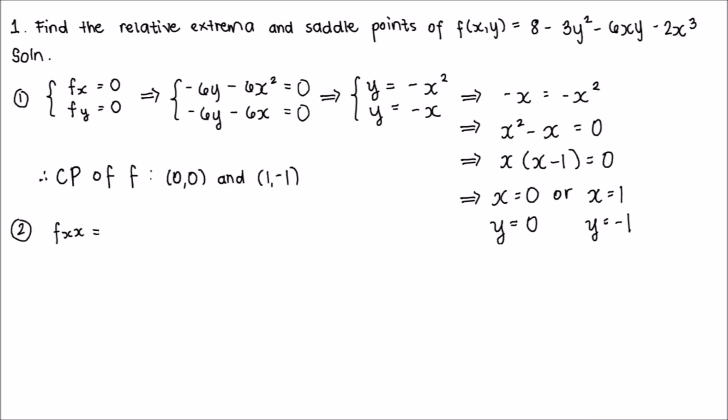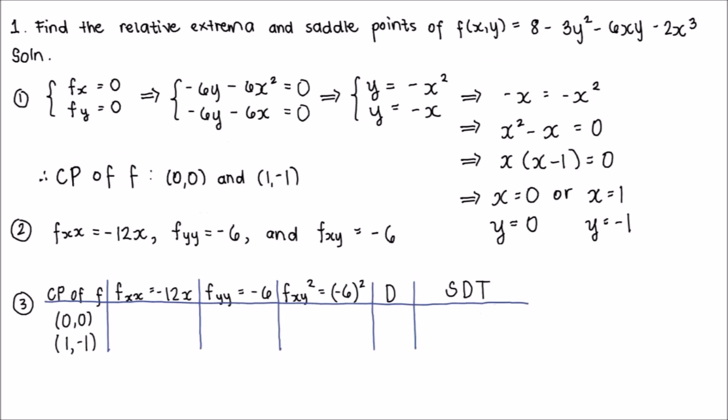Our second step is to solve for the second order partial derivatives given this f sub x and f sub y. The derivative of f sub x with respect to x is negative 12x. The derivative of f sub y with respect to y is the constant negative 6. Lastly, the derivative of f sub x with respect to y is also negative 6. For the third step, we compute D for each critical point. So let's fill in this table.